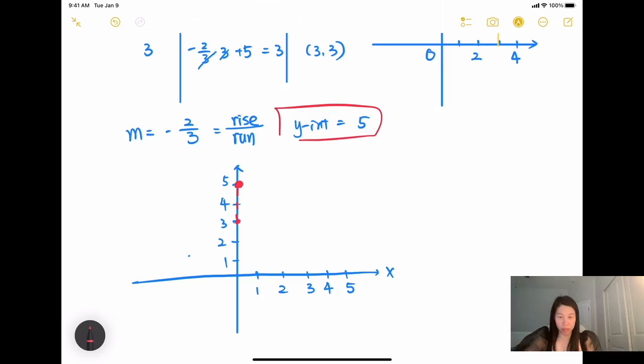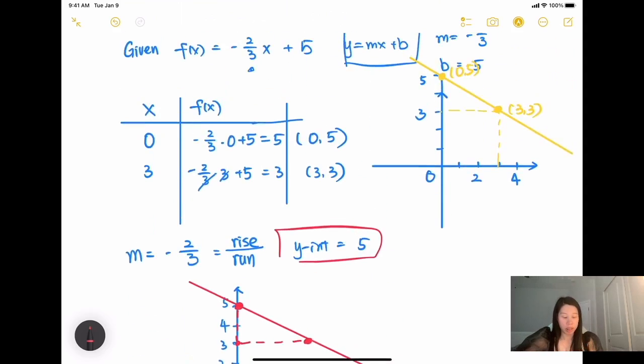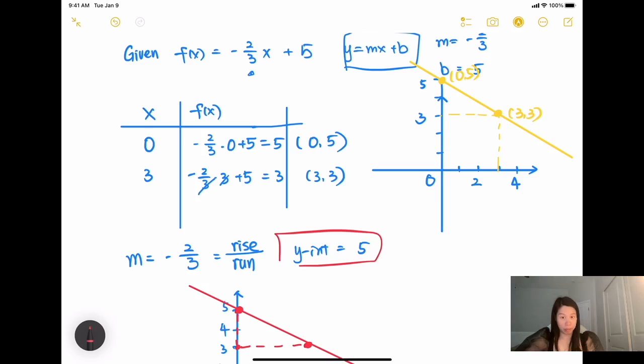After it goes down 2, then run 3. Run means, if it's a positive number, it goes to the right. If it's a negative number, it goes to the left. So run 3: 1, 2, 3 in here. So here are the 2 points. I connect these 2 points together, so that gives you another graph of the linear equation. These two are going to be the same. No matter which way you choose, they both work.